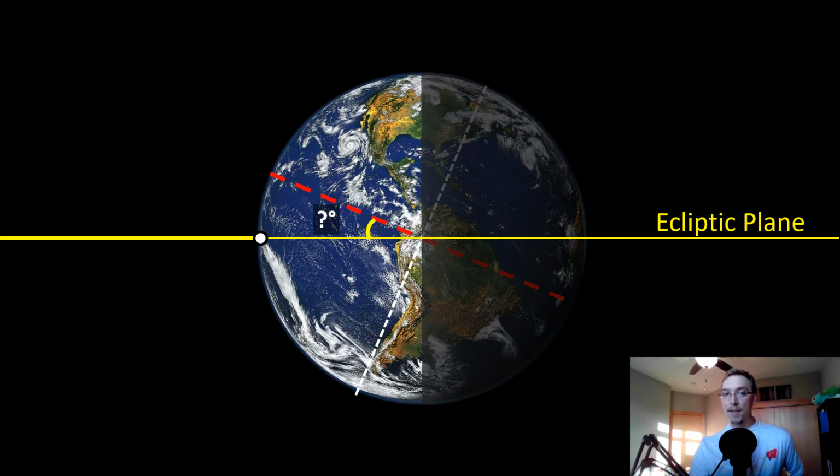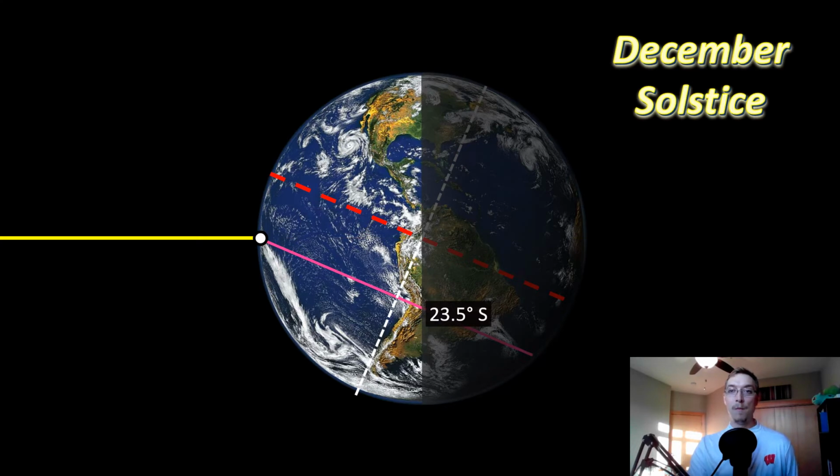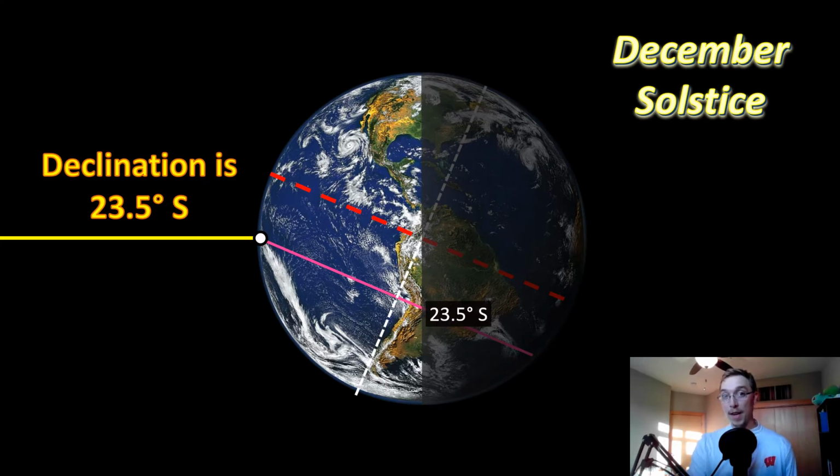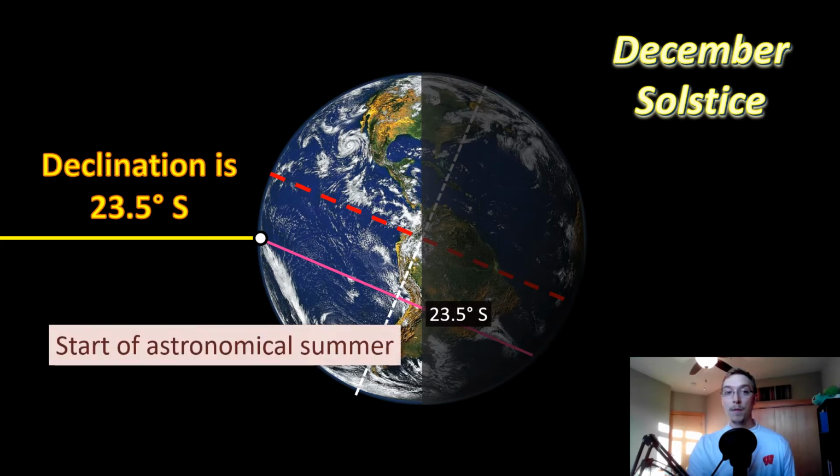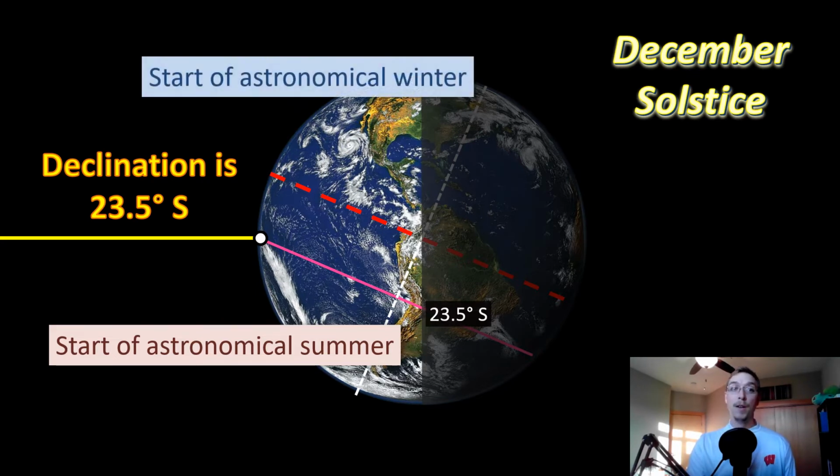Well, what could that offset be? 23.5 degrees south. We know that, right? So that is 23.5 degrees south latitude. That is the Tropic of Capricorn. Right there. And that's during the December solstice. Our declination, as we call it, is 23.5 degrees south latitude. This is the start of our astronomical summer if you are in the southern hemisphere. It's the start of our astronomical winter if you're in the northern hemisphere.